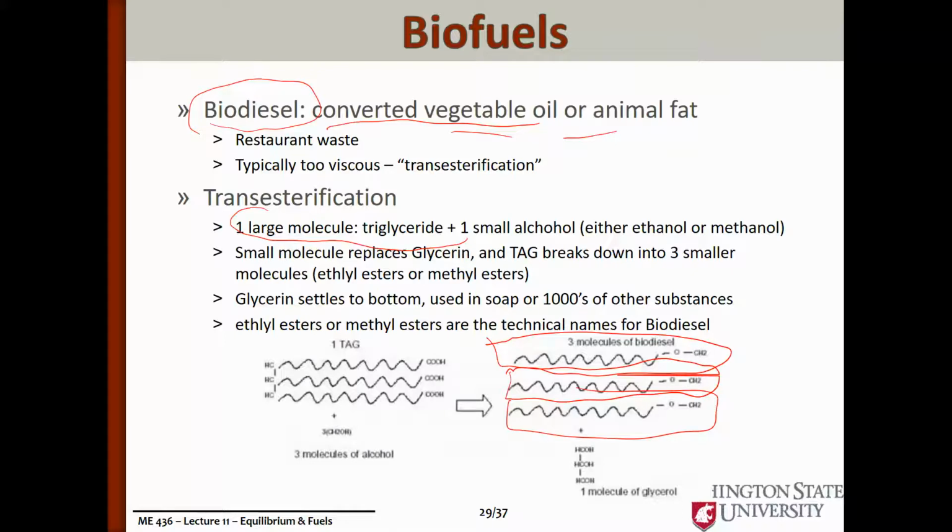So one triglyceride plus some alcohol will give you 3 molecules of biofuel and some glycerol, some really heavy stuff, which we can use for other things. We use it for soap and just all sorts of beauty products. So this process of making biodiesel from vegetable oil gives us a fuel and a really high quality product that we have a lot of uses for.